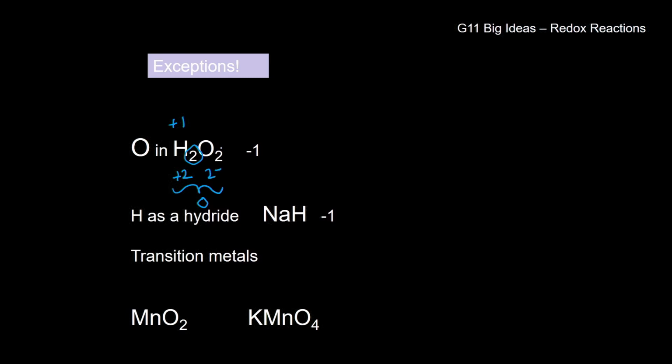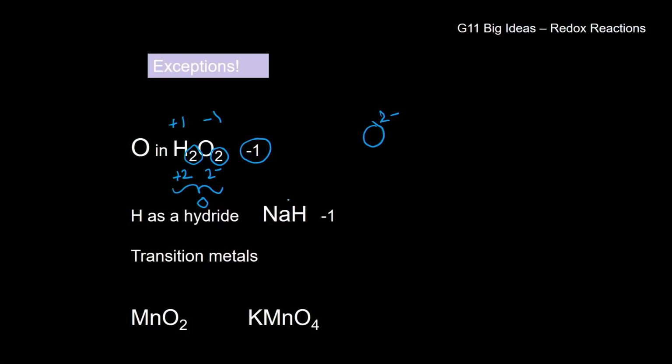But I have 2 oxygens. That means that 1 oxygen has got a charge of -1, or a unit oxidation number of -1. So this is an exception, because usually oxygen has got an oxidation number of 2 minus. Right. H as a hydride also acts a bit weirdly. So here we have this compound with us.